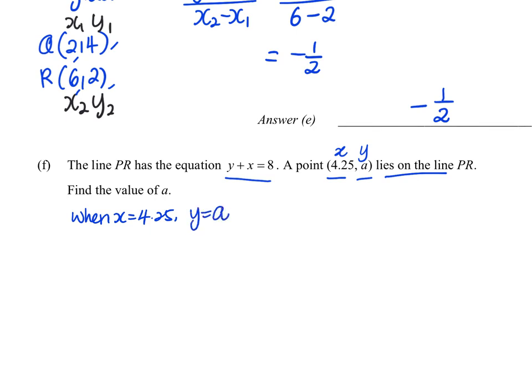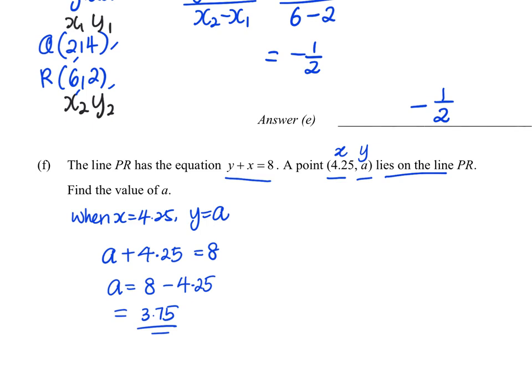You notice my presentation has changed. I'm not looking for y, I'm looking for a. So it's a plus 8 times 4.25 equals 8. So a will be equal to 8 minus 4.25. Okay, and that answer will be 3.75. Have you gotten the answer? If you've gotten the answer, then we're going to do the last question.